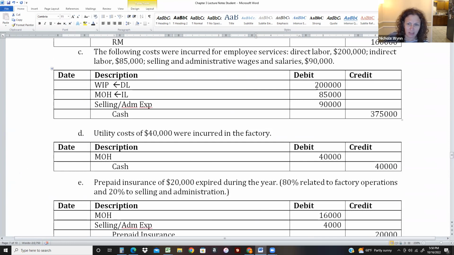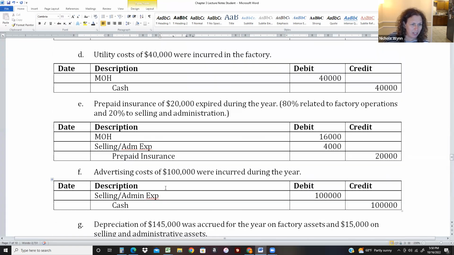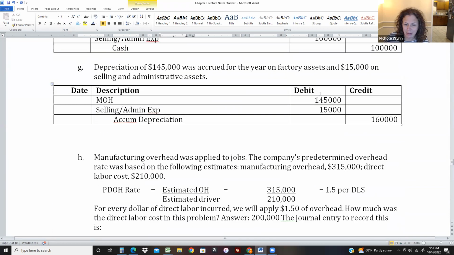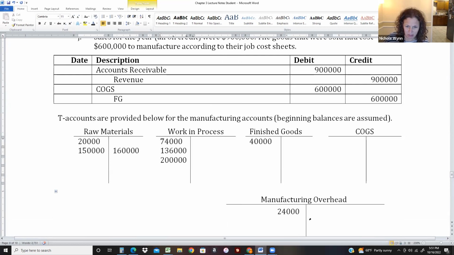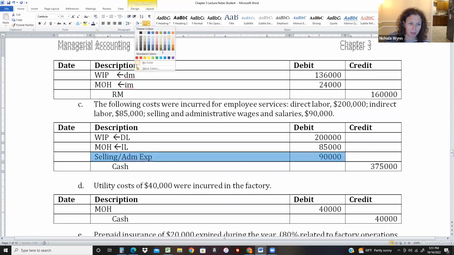So letter C is a debit to WIP of 200, and so I'm just posting 200. The indirect labor was 85. The selling and admin labor, there's nowhere to put it, but I do know that I'm going to need it later. So what I usually do is I just kind of highlight it, because I'm going to want that number later, because it needs to go to my income statement.